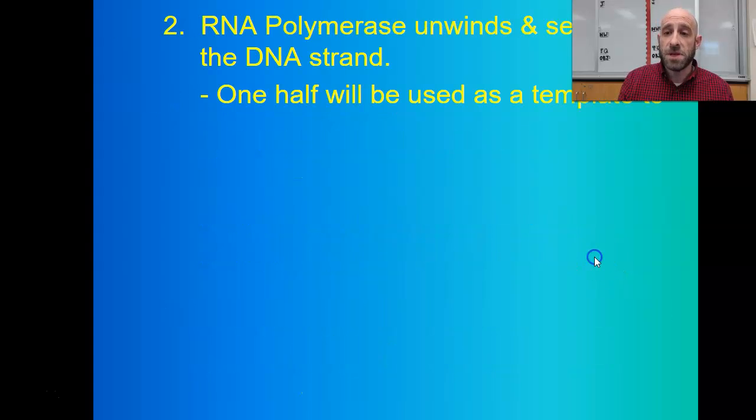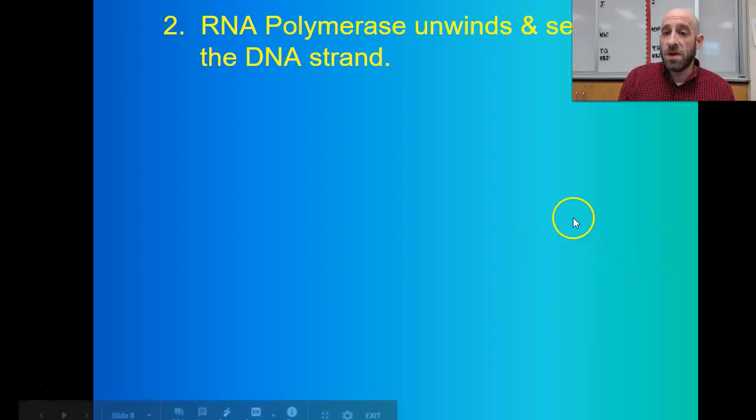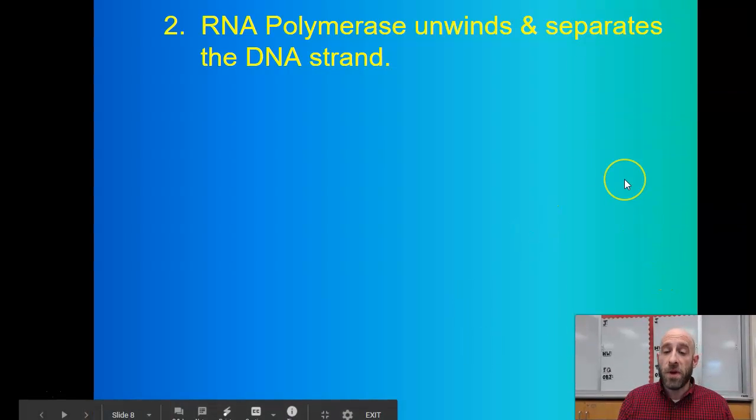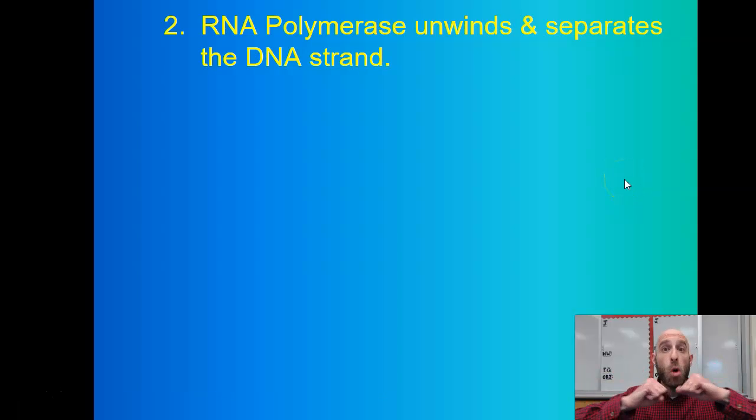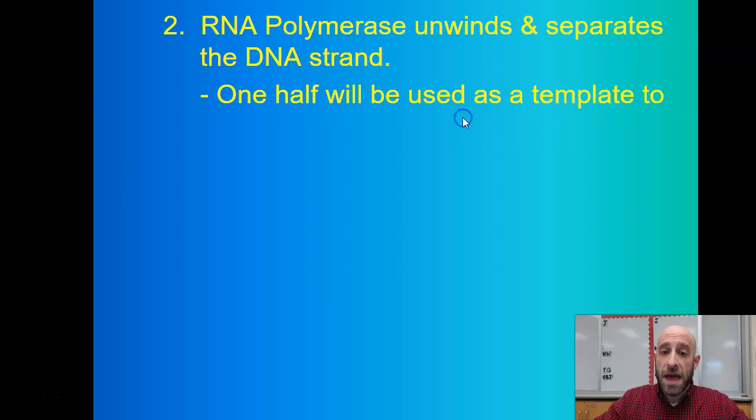The second step of this process is the RNA polymerase is going to unwind the strand and separate it. It's going to basically open the book, right? It breaks those hydrogen bonds and opens up an area on that DNA strand that is going to be copied by the mRNA. One half is going to be used as a template. The other half just doesn't get used. So one half gets copied. It's going to be converted to mRNA.